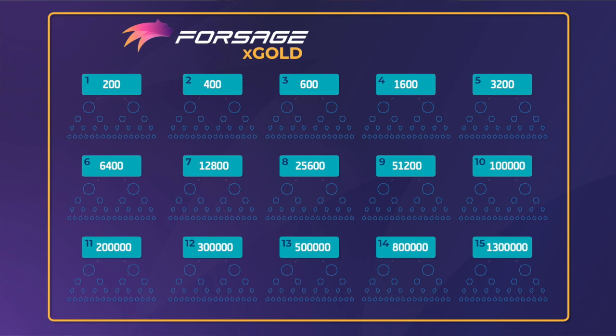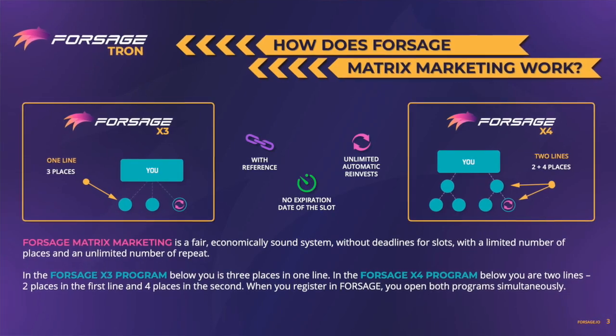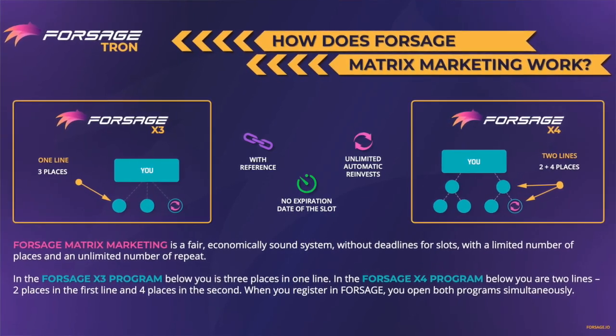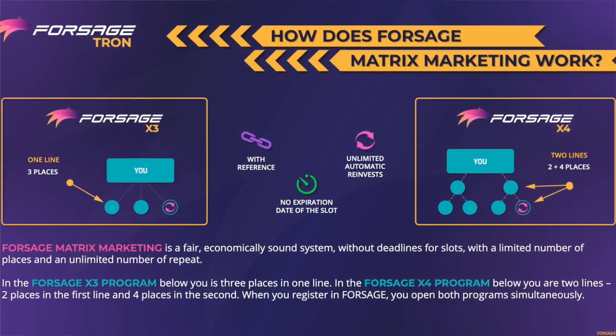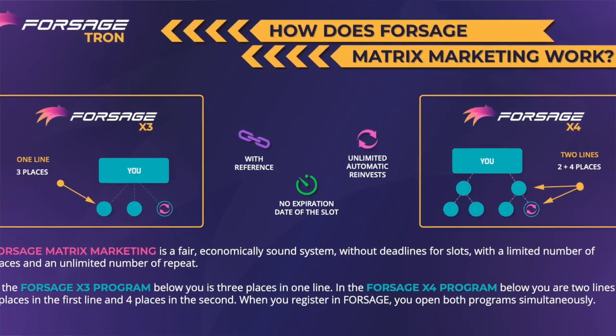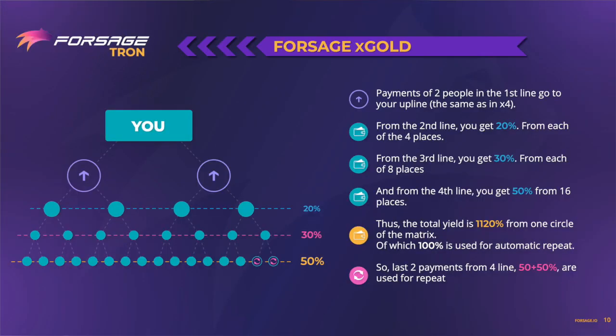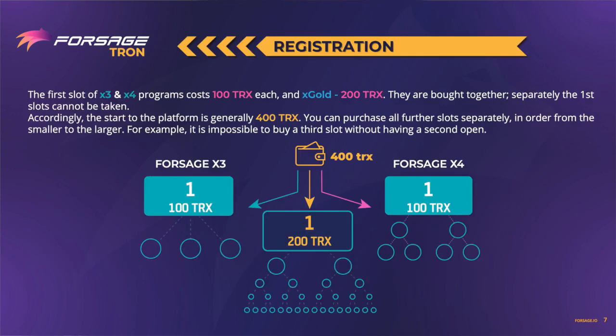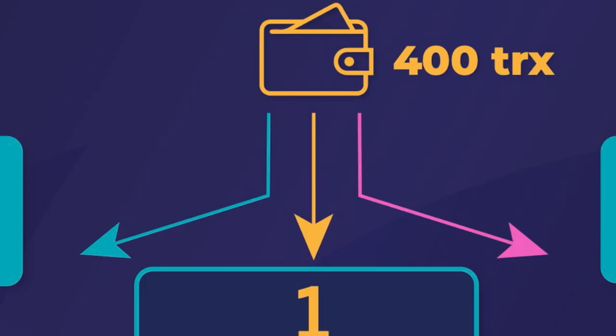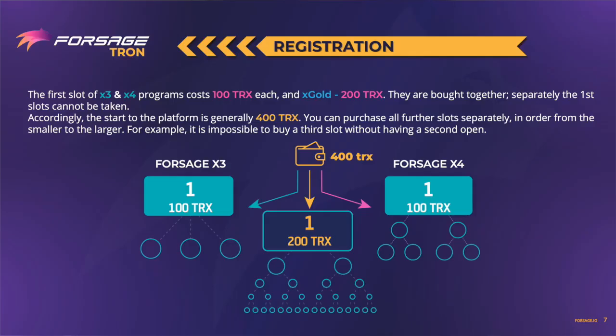If you join marketing on Tron at the pre-launch, before the launch of X Gold, then you need 200 Trons for registration and only 2 programs are activated, X3 and X4. When X Gold starts, it will first be given the opportunity to those who connected at the pre-launch to activate X Gold. It will cost another 200 Trons. Then there will be a full start, and entrance for everyone will cost 400 Trons. And all 3 programs are activated at once for each.